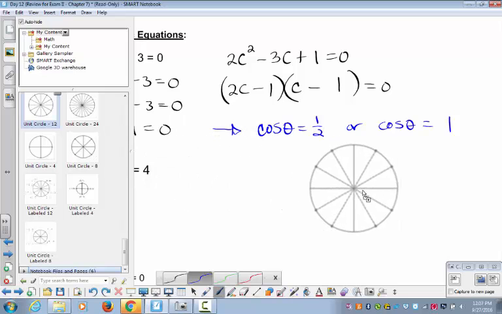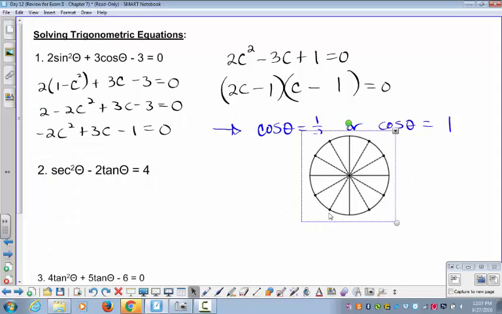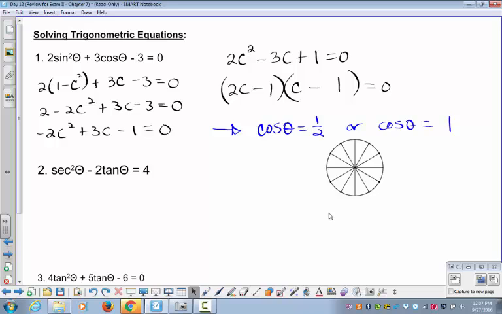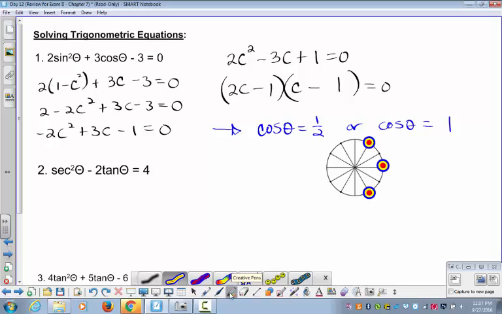12-sector circle. Draw a little picture of our solutions. Cosine is 1/2 there and there. Cosine is 1 right there. Now this problem, we saw earlier today that if you have a quadrantal terminal point, you've got to be a little bit careful. And when we look back at our original equation, there's no cotangents or nothing that's going to be undefined. So we're going to be okay with that solution there.